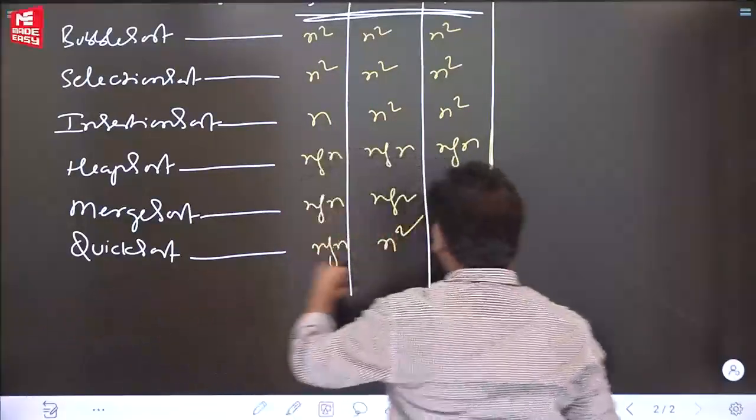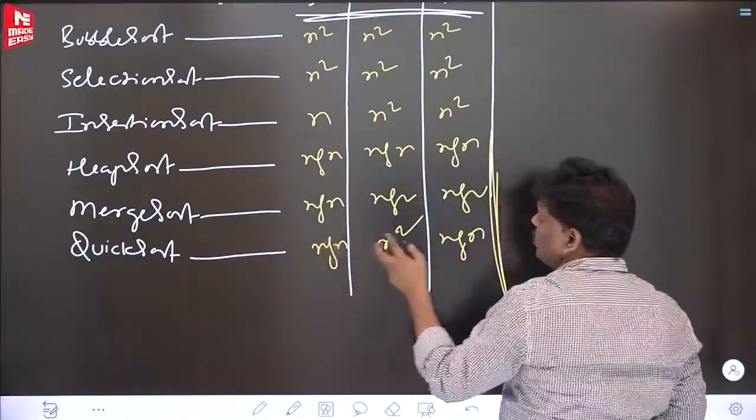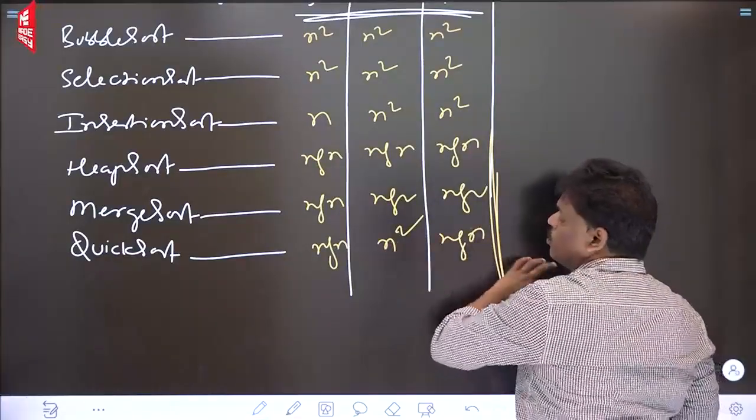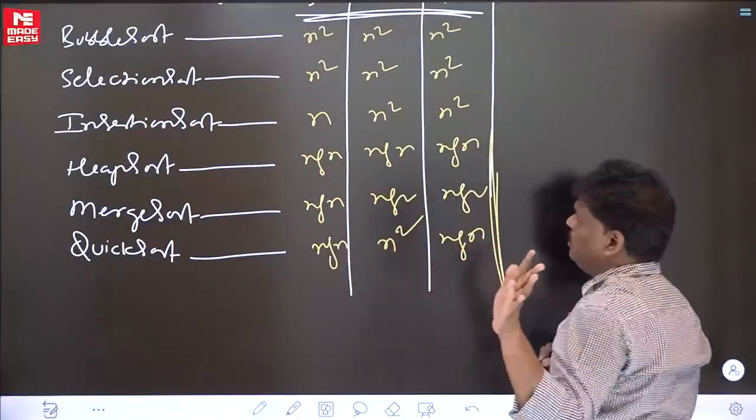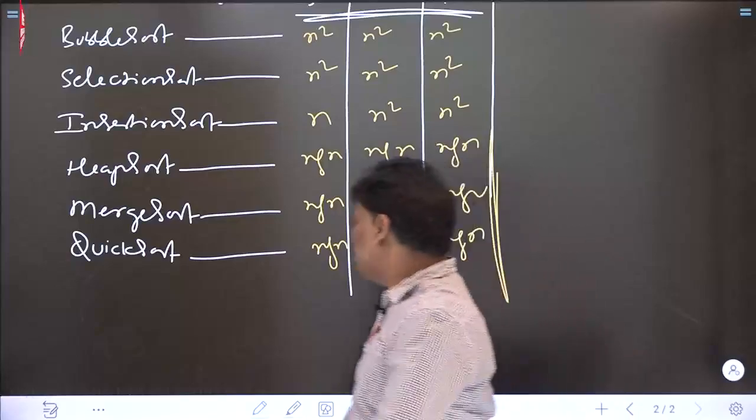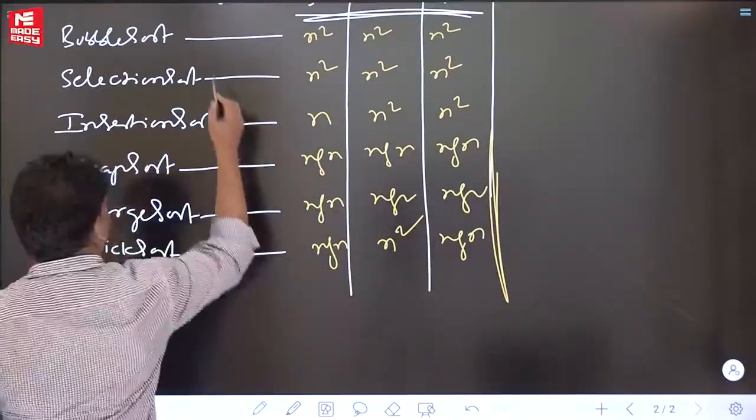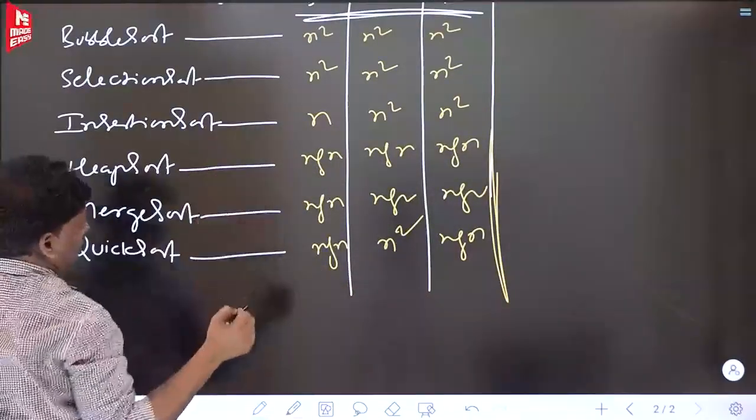Quick sort, in one or two cases the worst case n square will come. Mostly every time it is n log n only. These are the things which you know very well. Now can you help me with one small line? These are all comparison based sorting algorithms. Can you help me now?